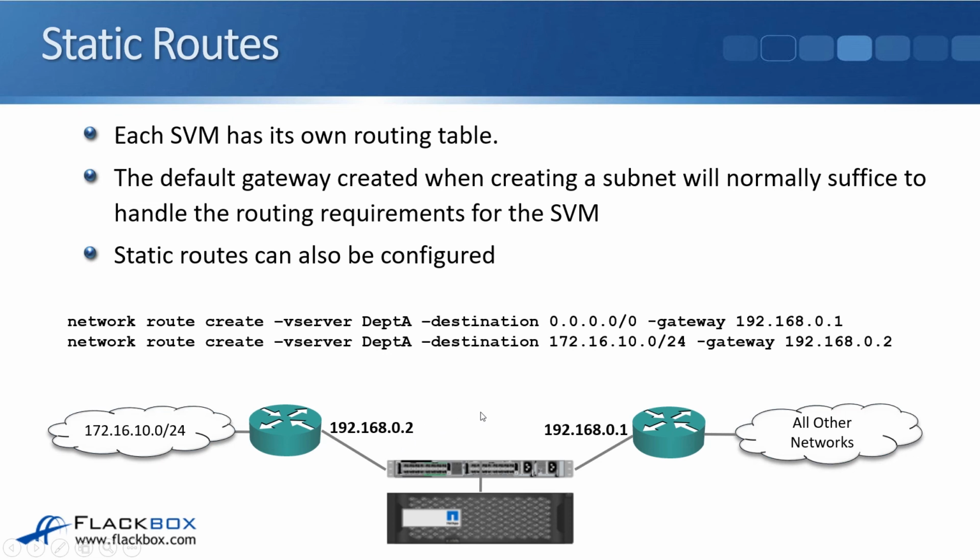So now if we sent traffic to the IP address of 172.16.10.10, for example, that would actually match both routes, but it's going to hit this 172.16.10.0 route because it is more specific. So now any traffic for the 172.16.10.0 network from the NetApp system will go to 192.168.0.2. Everything else will go to 192.168.0.1.